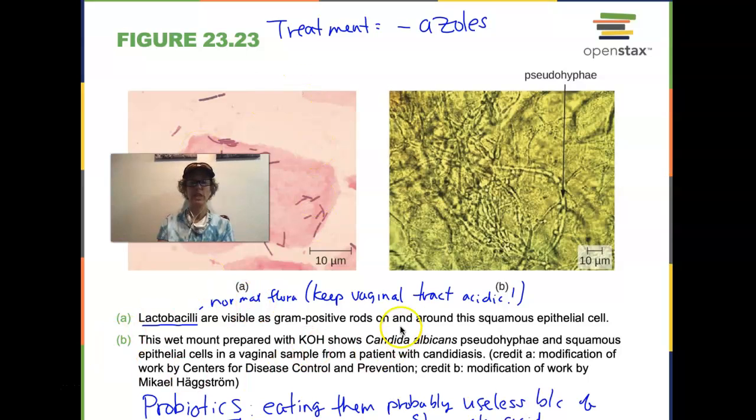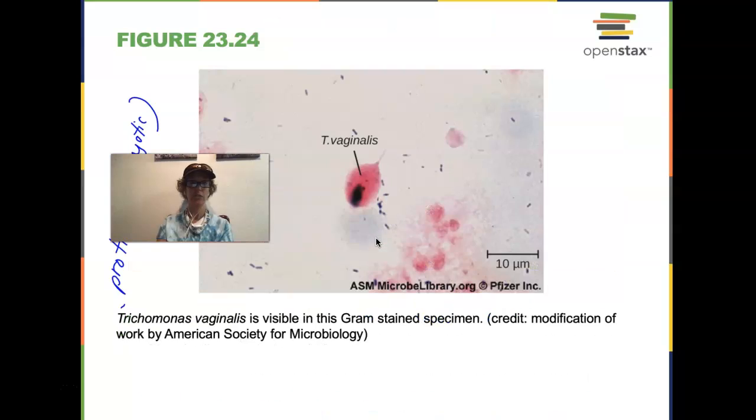Treatment of yeast infections are drugs that end in azoles, the azoles. There's fluconazole, there's miconazole, there's ketoconazole, there's clotrimazole. That's a category of drugs that works against yeast.